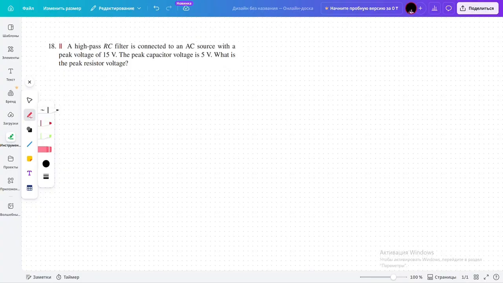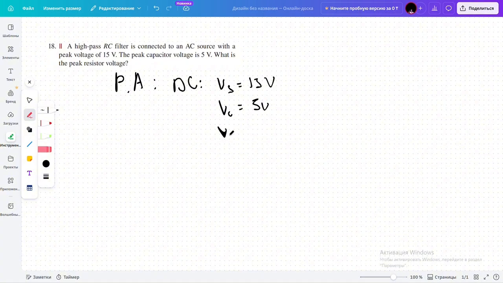So let's start with pattern recognition, because this problem contains a classic trap. Like in previous DC circuit problems, the pattern was simple. You just add the voltages together, like in DC. If the source voltage is 15 volts and the capacitor takes 5 volts, the resistor would take 10 volts, because it's simple math.